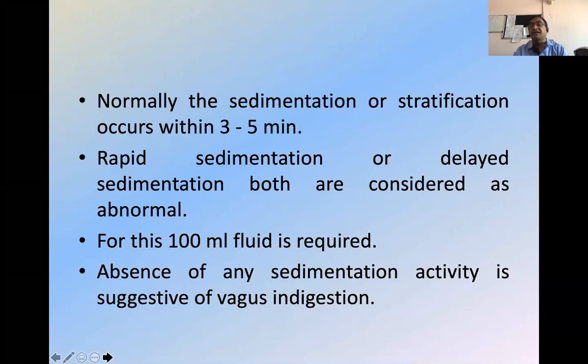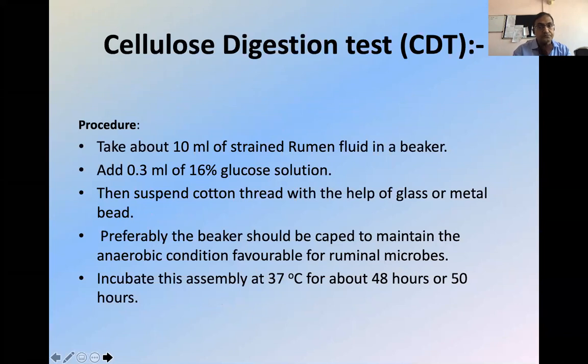You have to depend on certain indirect tests. When other tests are negative and cattle are showing just like a physical examination test, we suggest that it may be a cause of vagus indigestion. Now, the second very important test is the cellulose digestion test.